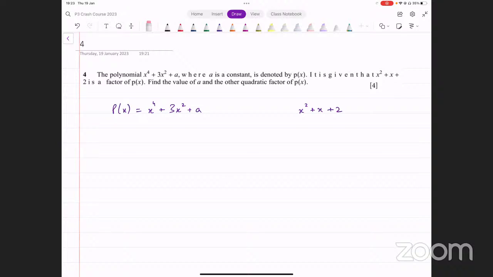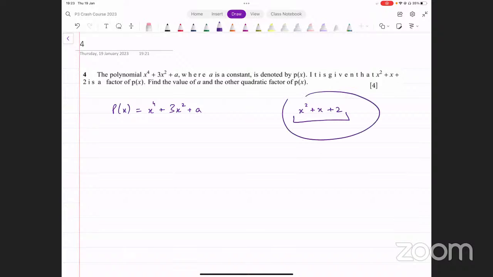Can we use the remainder theorem to find the remainder and put that equal to 0? Will that work here? No, sir. Why not? Because the factor is not linear. So the remainder theorem only works when the divisor is linear. Otherwise, it doesn't work.